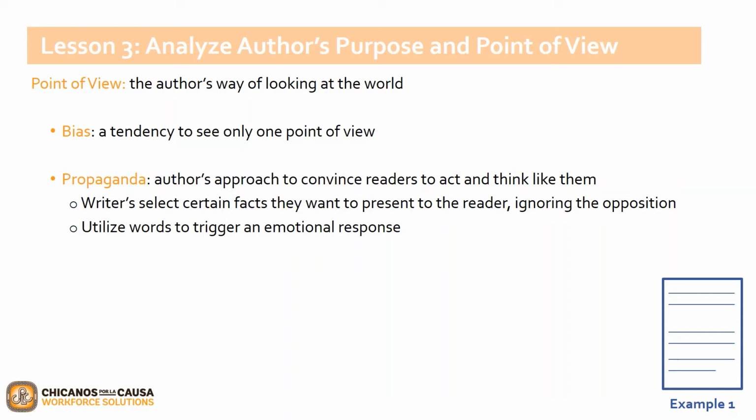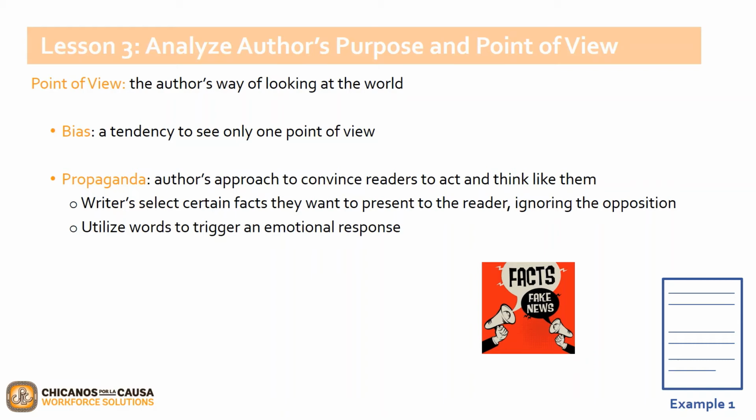We all have biases about how we feel about a certain subject, especially in politics. But we will not get into that right now. Not all biases are bad, but we need to be careful. If there is an extreme form of bias in a writing, it is then called propaganda. Propaganda is the author's approach to convince readers to act and think as he or she does. In propaganda, authors normally select which facts they want to present to the reader and ignore the opposition. They can also use words that will elicit an emotional response.